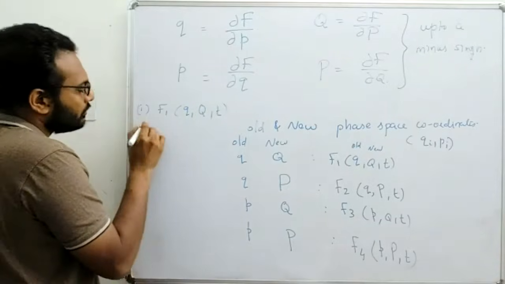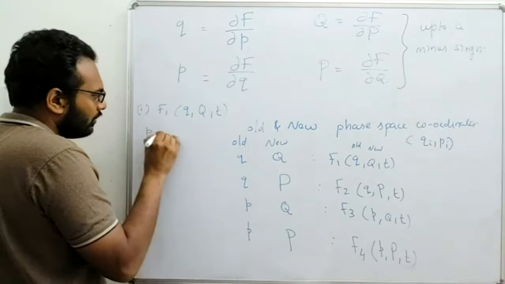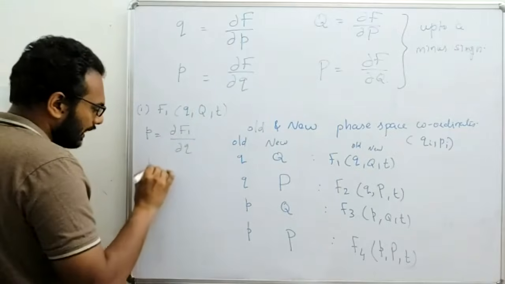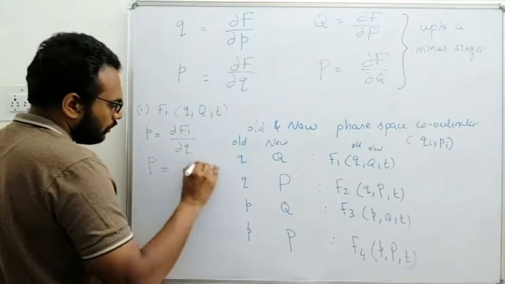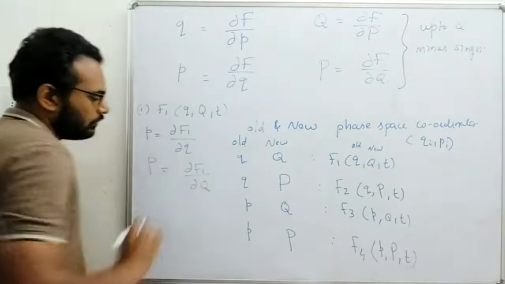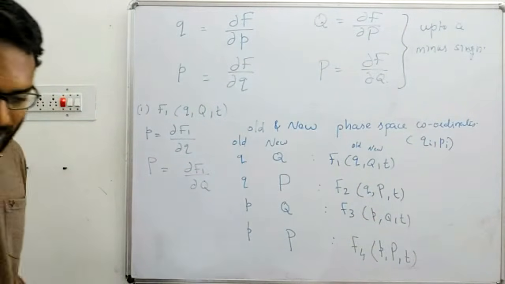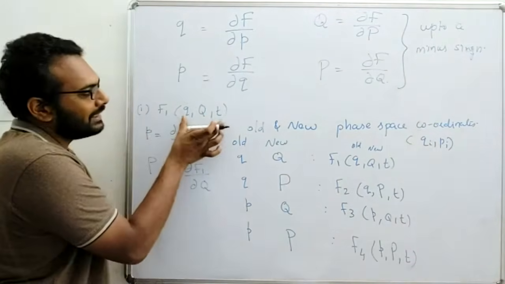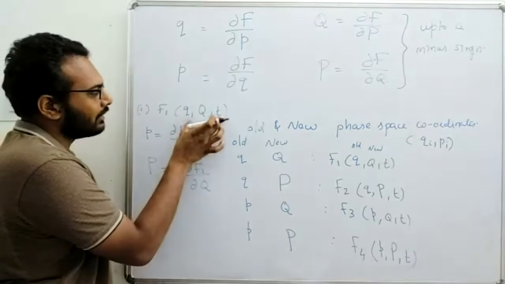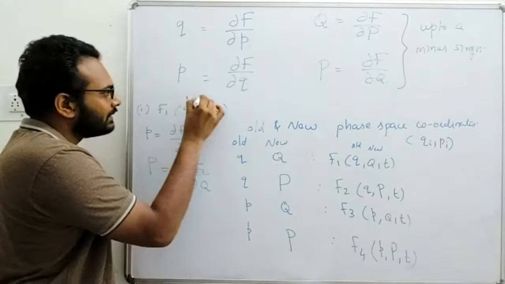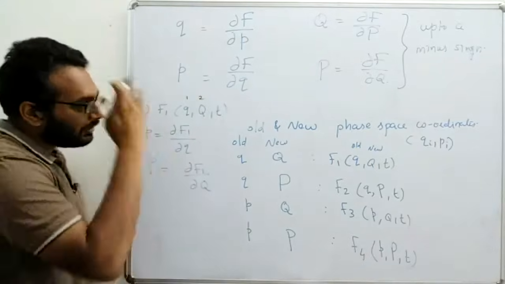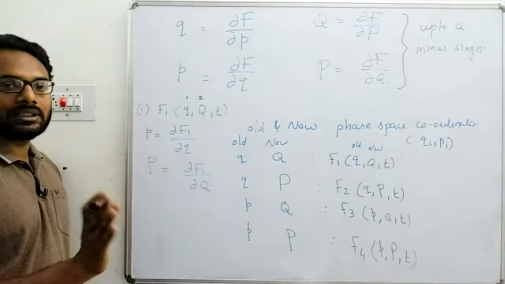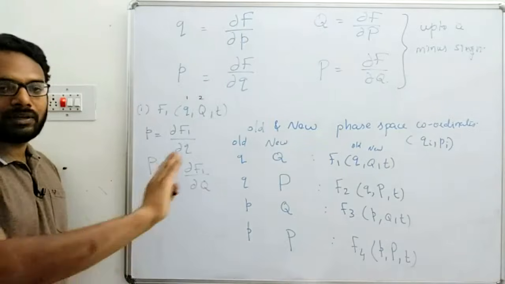Now, how do you find small p? Small p is dou F1 by dou q. And we also need capital P. This is equal to dou F1 by dou Q, again up to a minus sign. Now we fix the minus sign. You remember the order inside this argument. You call this the first position, second position. Now you remember that the first position needs to be the coordinate. If the first position is a coordinate and the second position is momentum, then we have all plus.